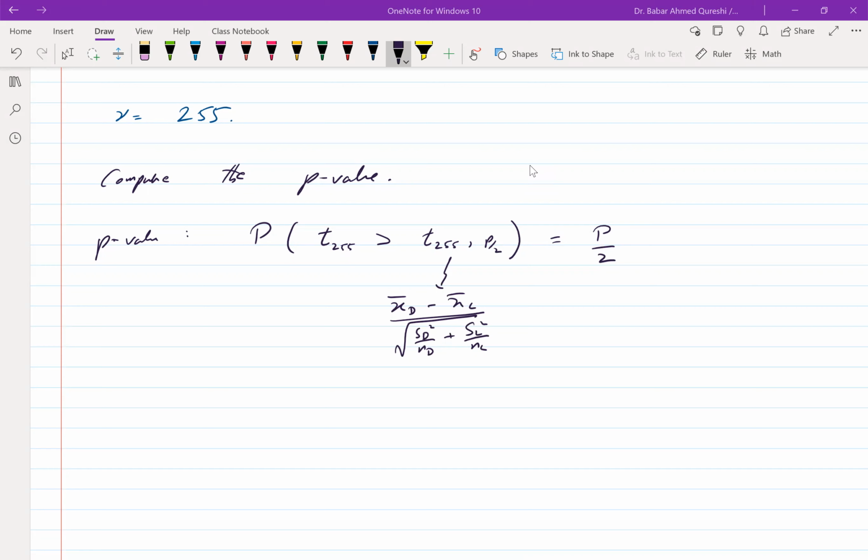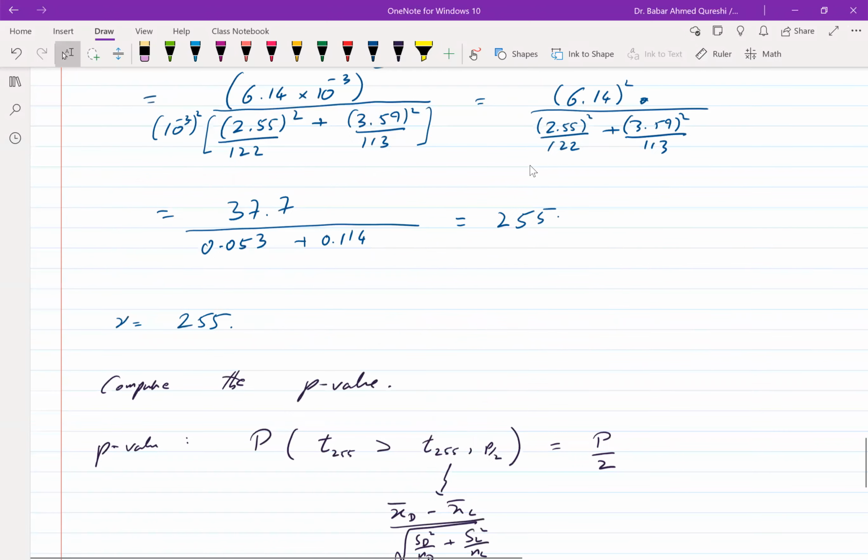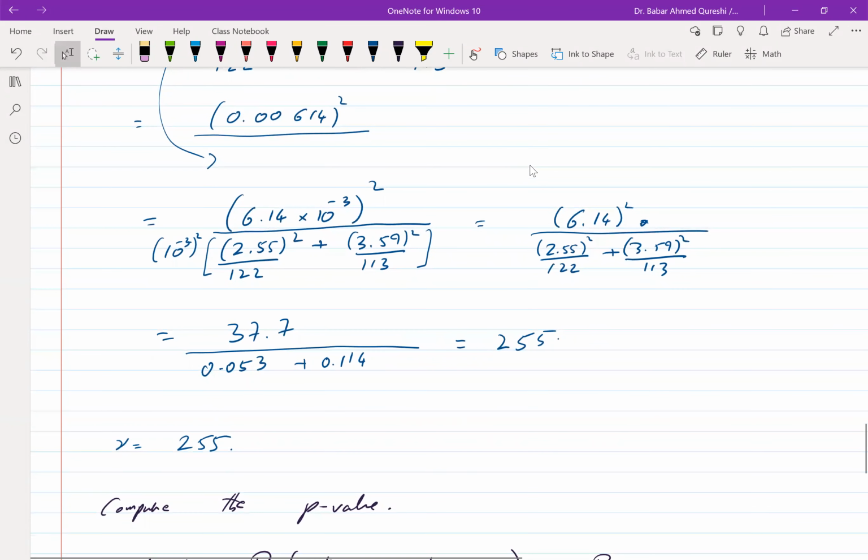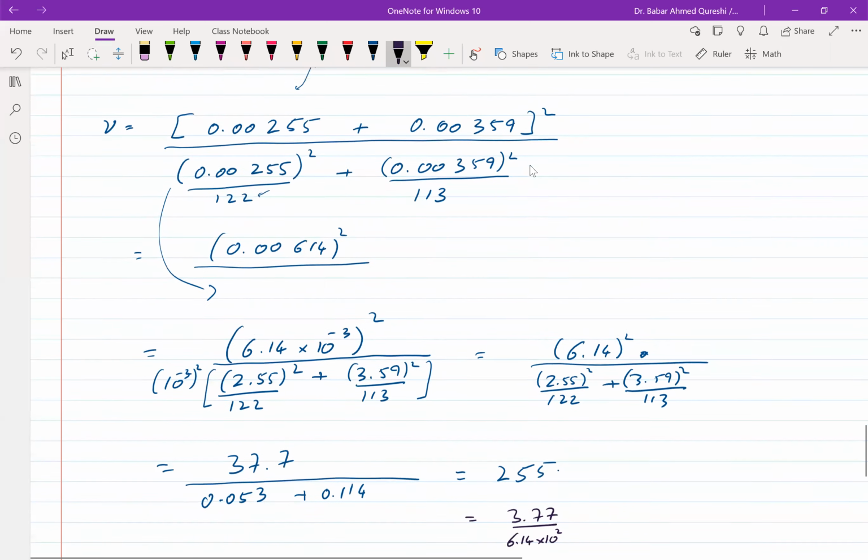What value did you get for new? Sarah, what value did you get? Sir, I'm getting 3.77 over 6.14 into 10 square. This is unlikely, because this will give us a new which is 0, and I think I did my calculation quite carefully.